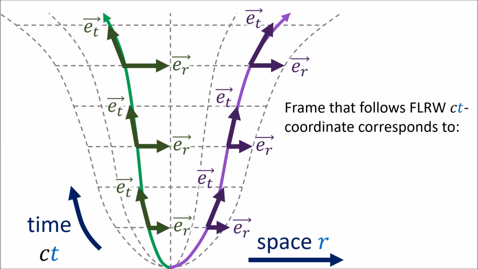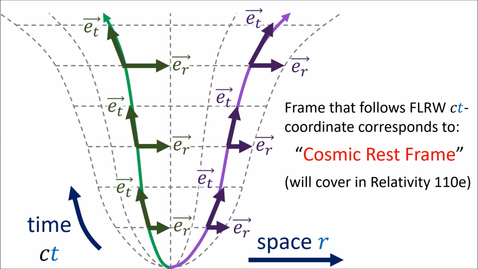This time coordinate in the FLRW coordinates corresponds to a special reference frame called the cosmic rest frame. Loosely speaking, the cosmic rest frame is a global frame for the universe where the average momentum of all objects at the largest scales is 0. I'll talk more about the exact definition of the cosmic rest frame in the next video, Relativity 110e.